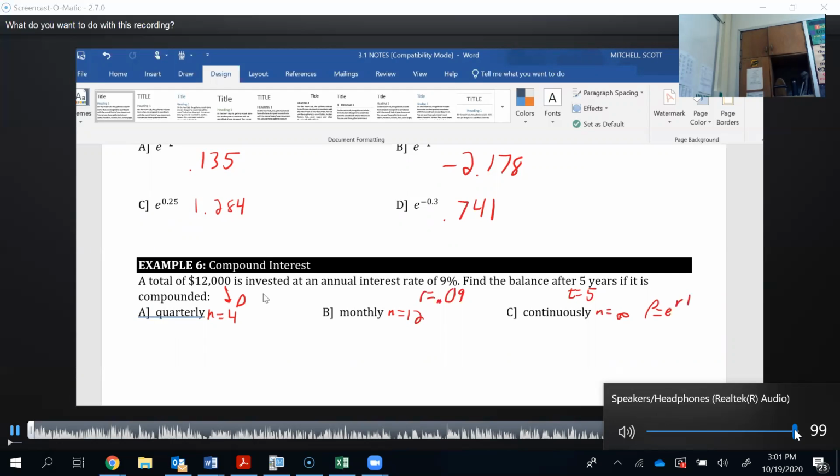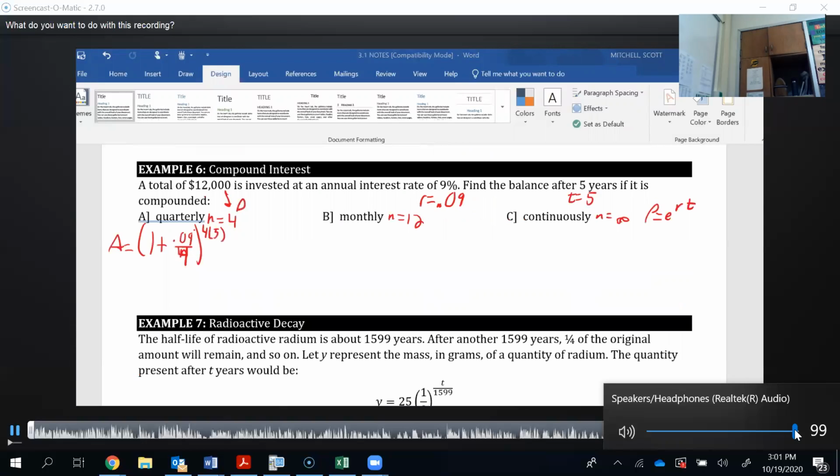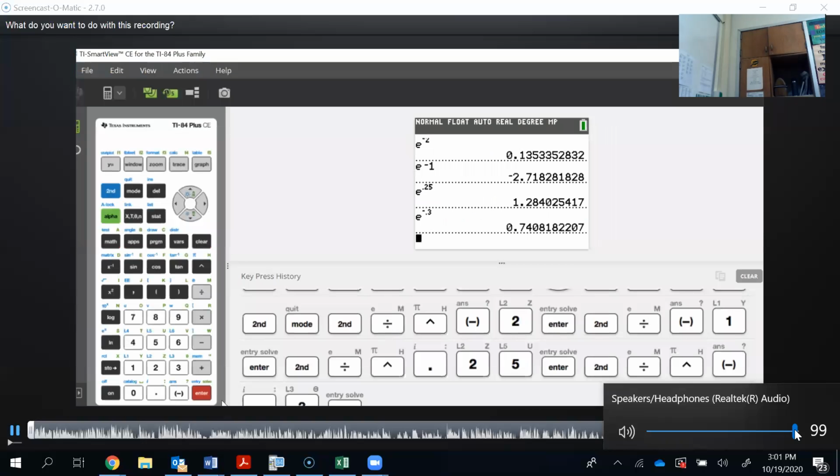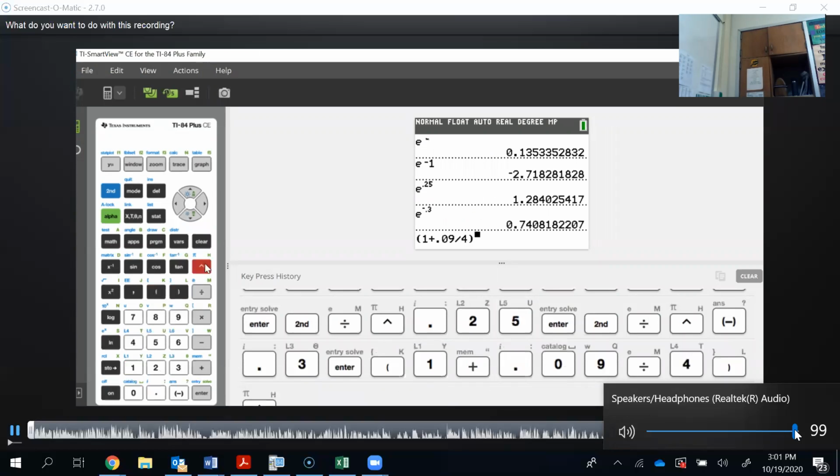PERT. So here we go. Got our formula. A equals 1 plus 0.09 over N. Over 4, sorry, we know what N is. N is 4. To the 4 times 5 power. So now we just need to use our calculator. So we have 1 plus 0.09 divided by 4 to the power of 4 times 5.